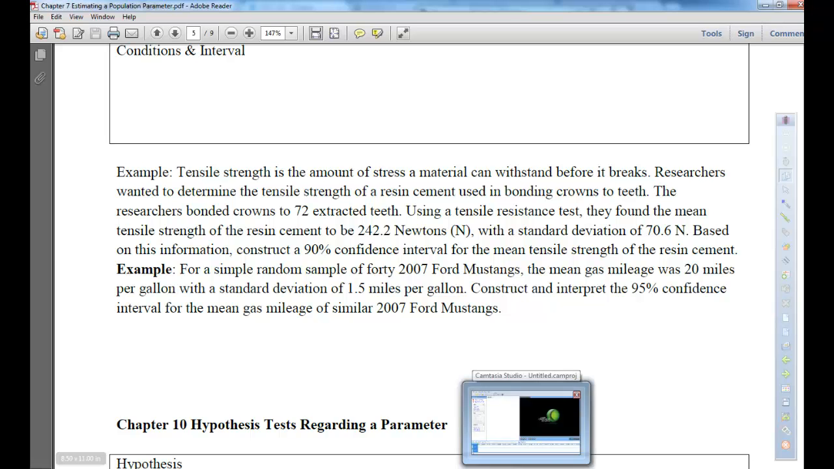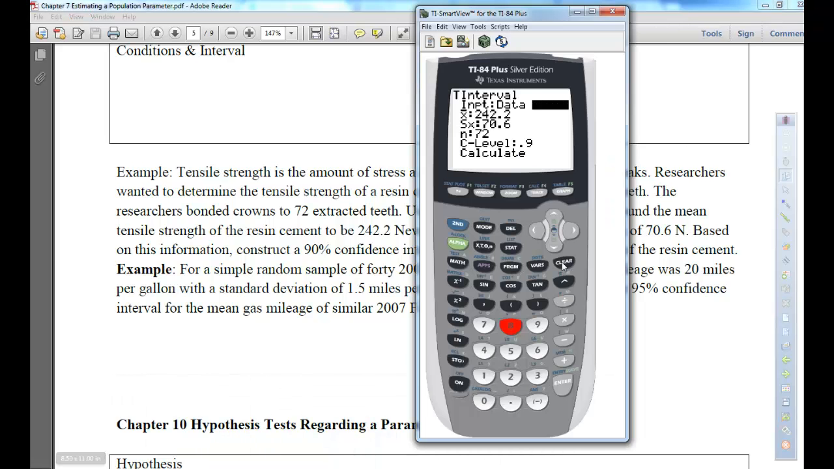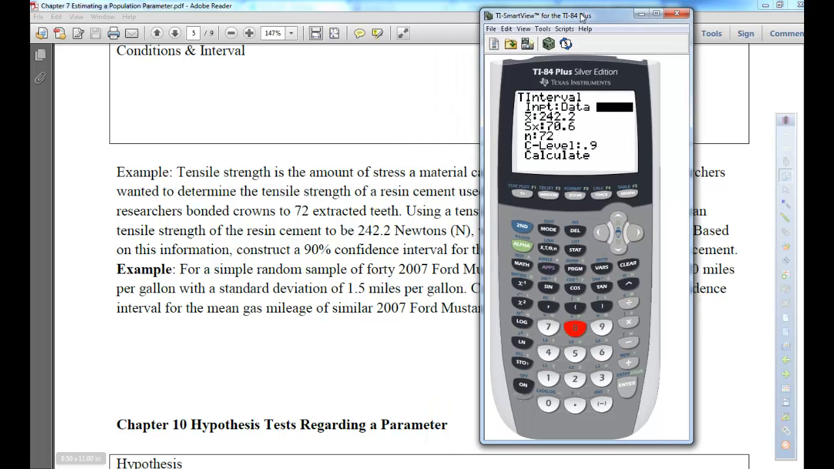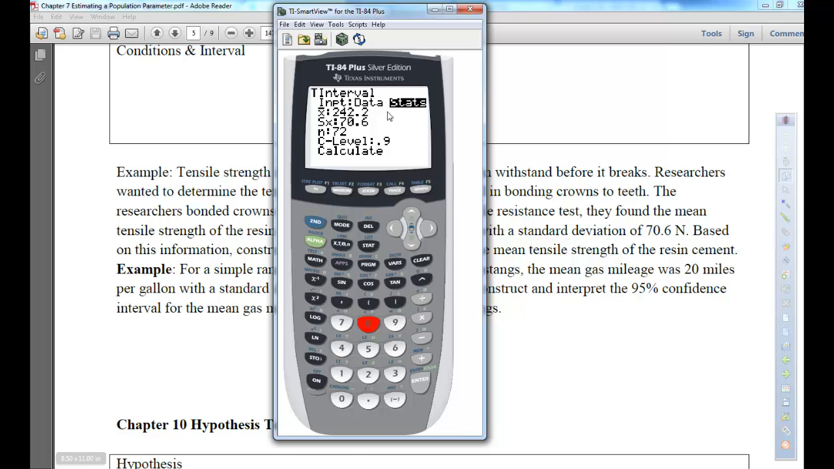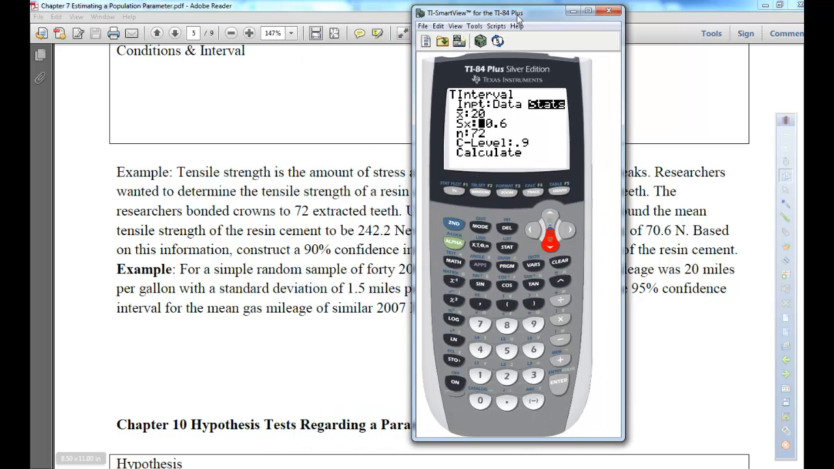So on my calculator, I'm going to go to stat, test, number 8. Okay, the sample mean in this case was 20. Oh, I messed up something. Hold on. Test number 8. Excuse me. My sample standard deviation is 1.5. Okay, very good.